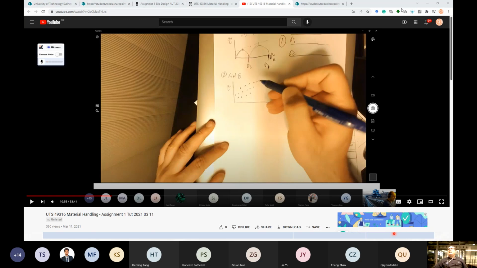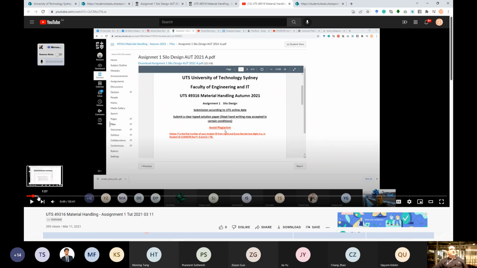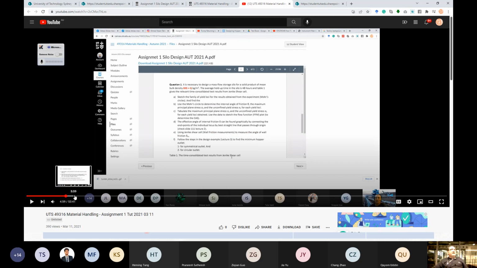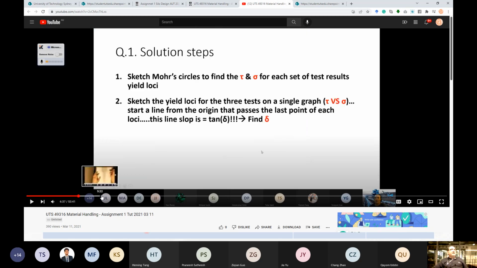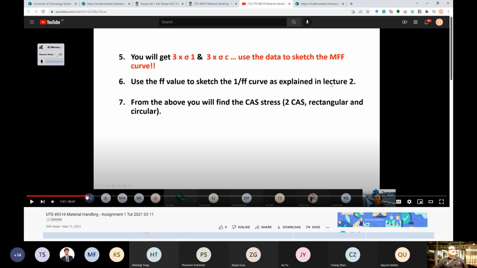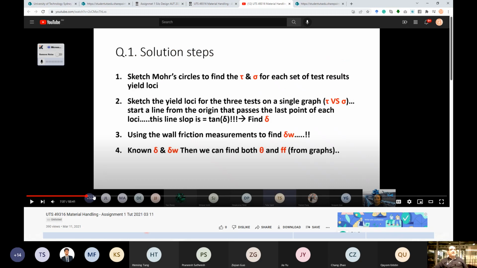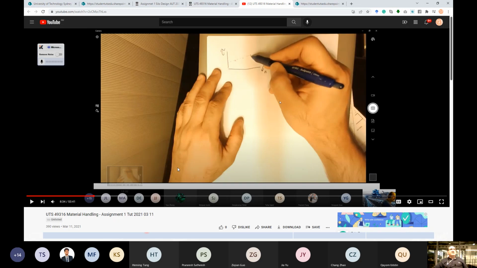Anyway, the link of this tutorial is available for you on Canvas, and we're starting with the same introduction, talking about the assignment question and how we are going to change the parameters, the solution step by step, and then I start to do the steps of the solution here on paper.